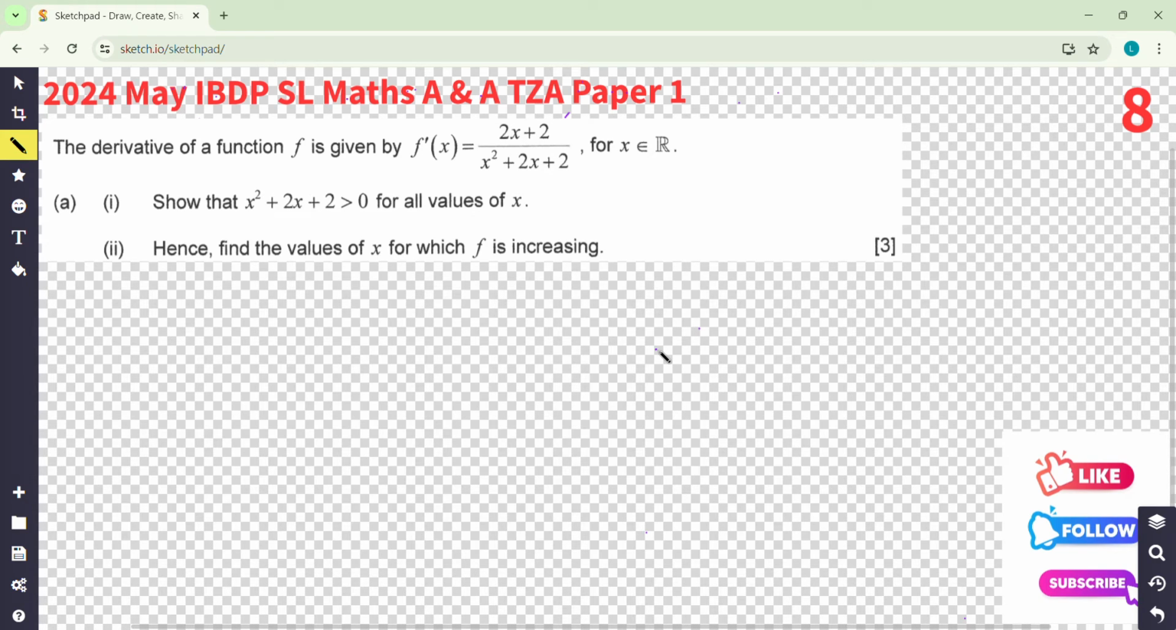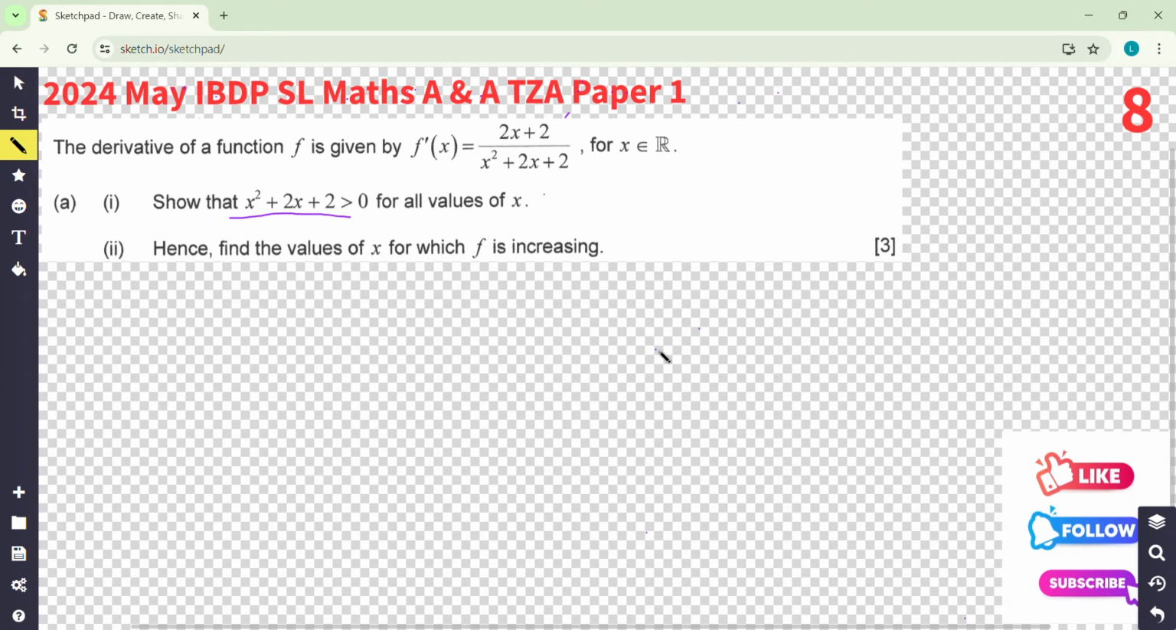Welcome back. Now we are on the unique question for SL. Last one, question 8. Okay, so we have a function f dash here. So obviously you need to do differentiation or integration, right? Get ready. So first, x squared plus 2x plus 2 larger than 0.